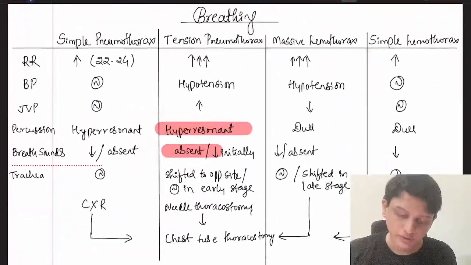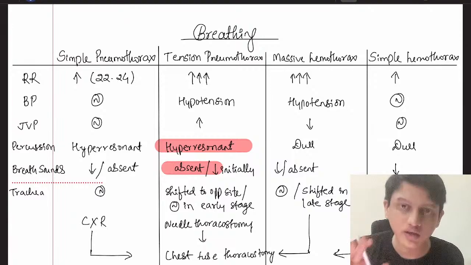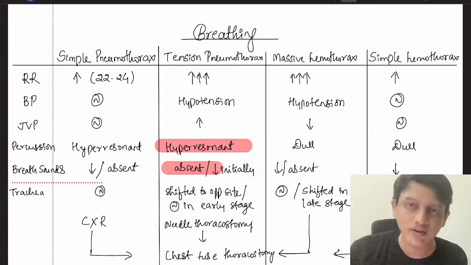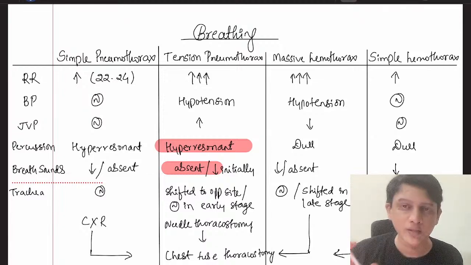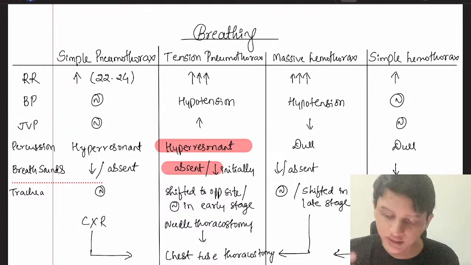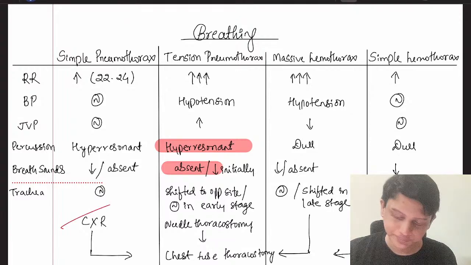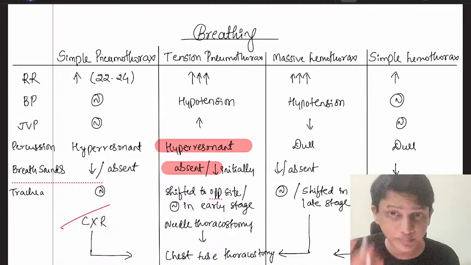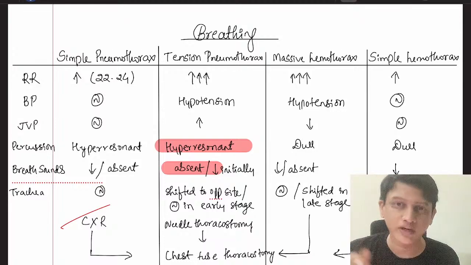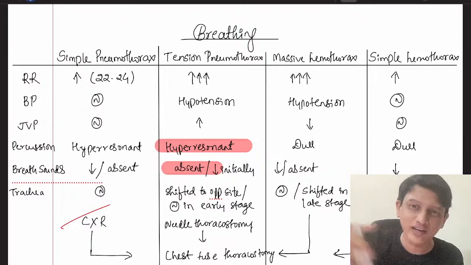So in the conditions where you have time, where the patient can survive for some time, you can get investigations done and then do the definitive treatment. You can get a chest x-ray, confirm where exactly the pneumothorax or hemothorax is. Then you can get the treatment. In tension pneumothorax or massive hemothorax, which is immediately life threatening, you don't have time to send him for an x-ray or get an x-ray film done.